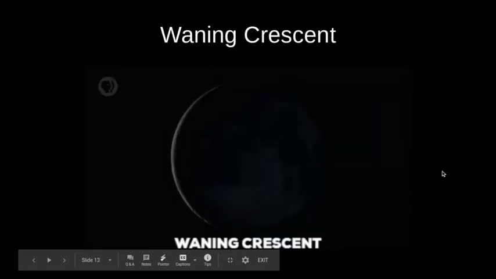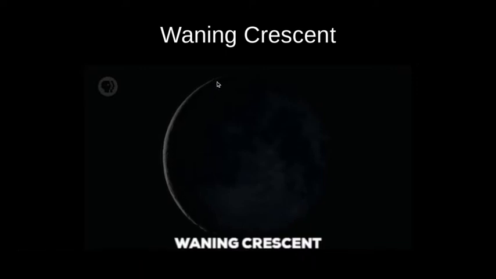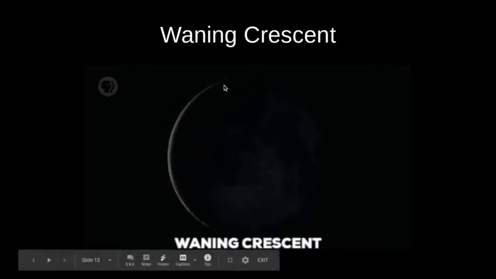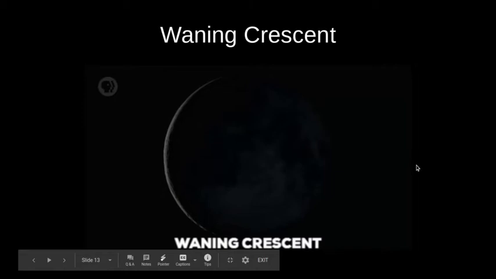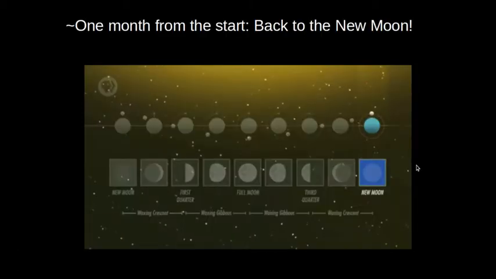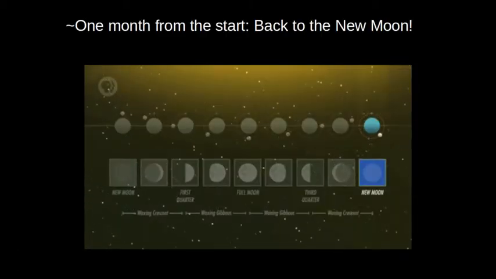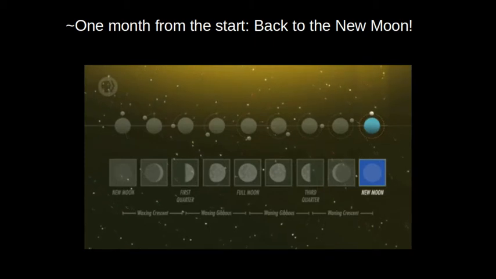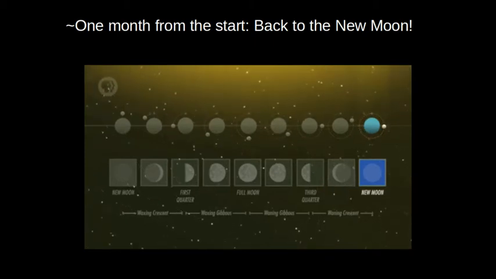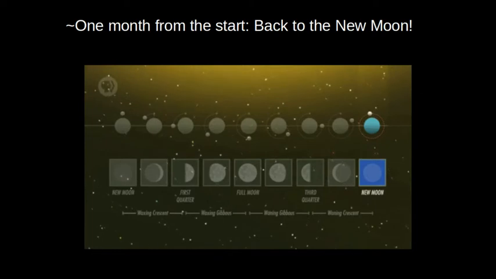All right, after that, the moon is going to continue to appear to shrink in the night sky. Here we have another crescent moon, just a little sliver of light, but it's only the left side that's lit up. So this is our waning crescent moon. All right, so then about 29.5 days or 1 month from the start, we're back to the new moon. We're back to the beginning, and the cycle will start all over again.